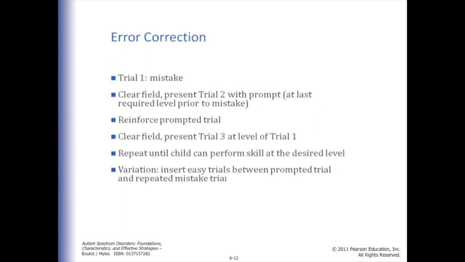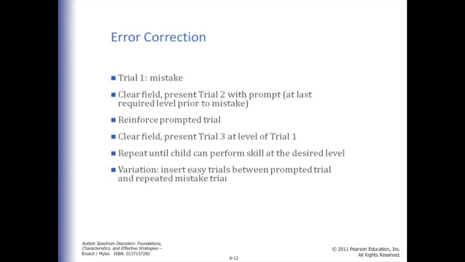When an error does occur, there are certain error correction procedures you can use to try and prevent errors from happening again. So when a mistake is made, the instructor should clear the field, gain instructional control, and present the SD as in the previous trial. This time, the teacher immediately provides a prompt and reinforces the prompted trial. So say the student made a mistake, you're going to re-present the trial and immediately provide a prompt.